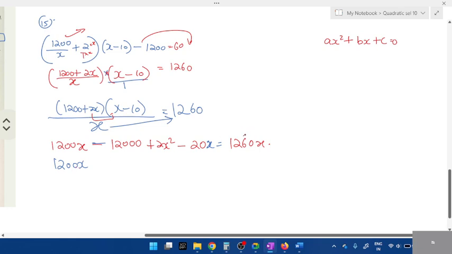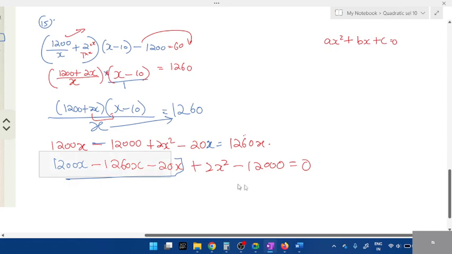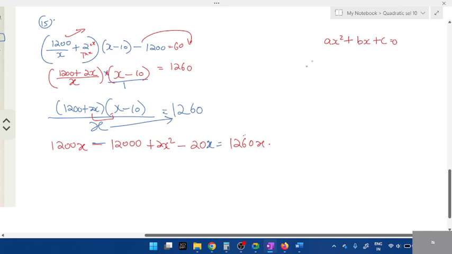12,200x. What about this 1,260 if it goes to the other side? Minus 1,260x minus 20x plus 2x square minus 12,000 is equal to 0. Okay, now just take these three, students, or we'll convert it later. We'll arrange it later. 1,260 is greater or 1,200? Which is greater? All of you respond. 1,260 or 1,200?